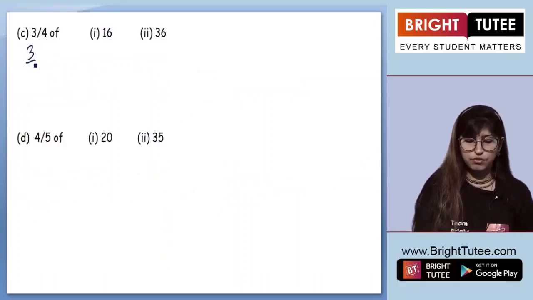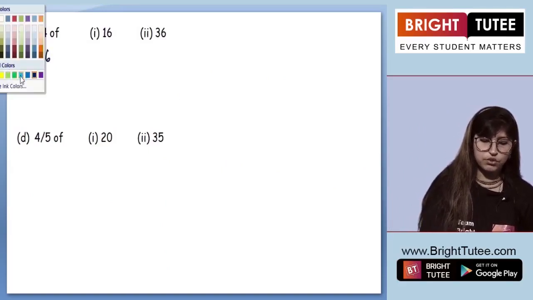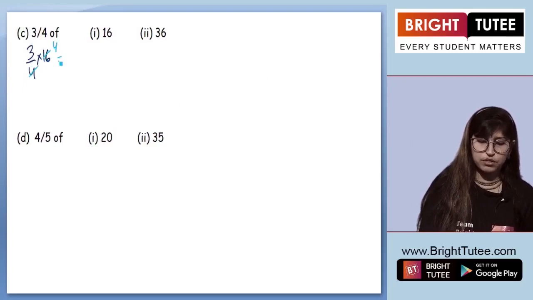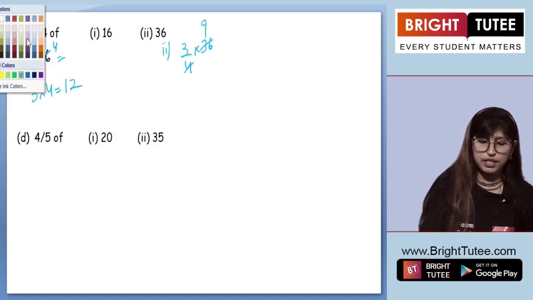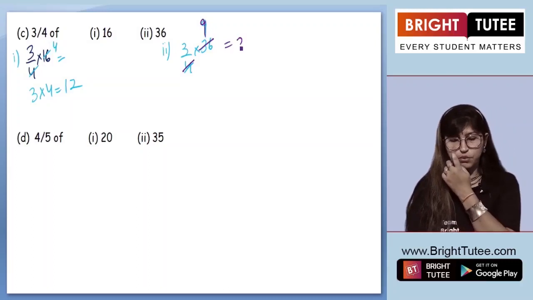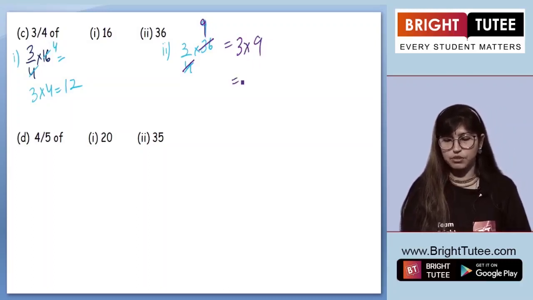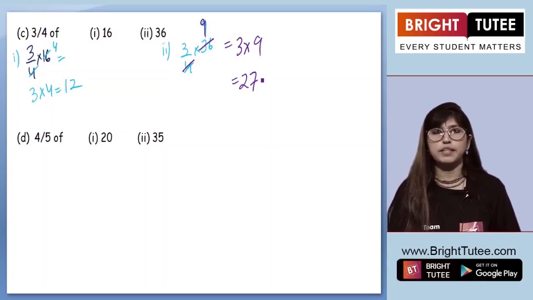Now it says 3/4 of 16 and we can cancel 4 and 16. So we'll be getting 4 times 4 is 16. So 3 times 4 is 12. Now let's move on to the second part. 3/4 of 36. So 4 9s are 36. We can easily cancel them out. So 4 1s are 4, 4 9s are 36. So we are having 3 times 9 which is 27. So 3/4 of 36 is 27.